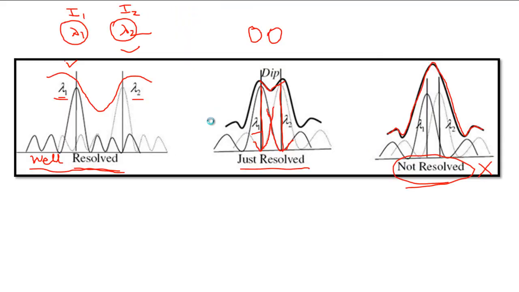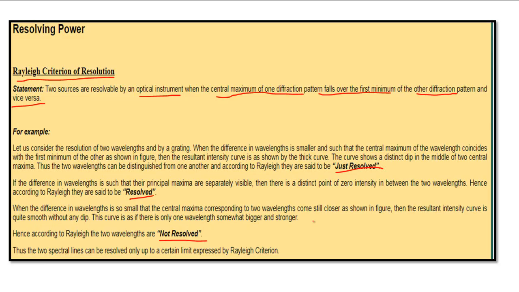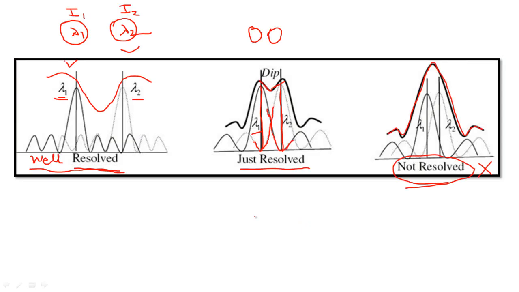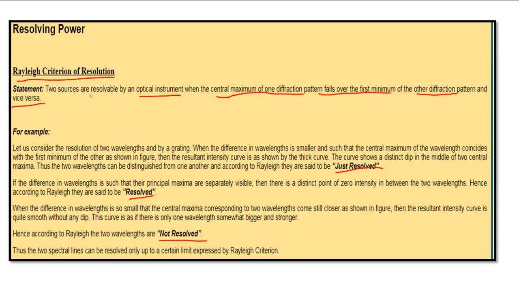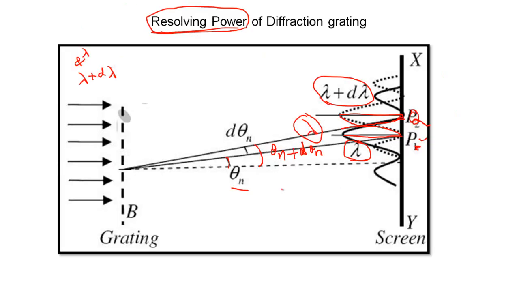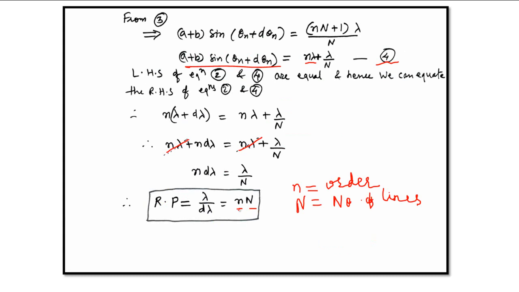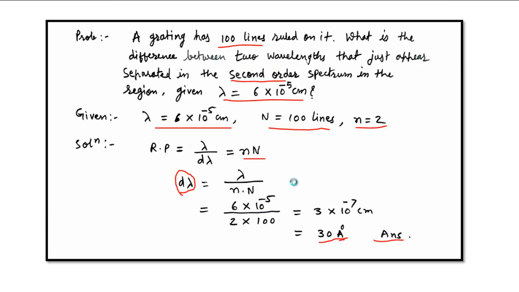So let us have a quick recap of what we have seen. In this topic we have covered Rayleigh's criteria for resolution of spectral lines, resolving power of grating, resolving power of a telescope, and some solved problems on resolving power of a grating. We have seen what is Rayleigh's criteria for resolution. Then we have seen what is meant by well resolved wavelengths, just resolved, and not resolved wavelengths. Then the expression for resolving power of diffraction grating, which is lambda by d lambda is equal to small n into capital N. Then we have seen some problems on this.